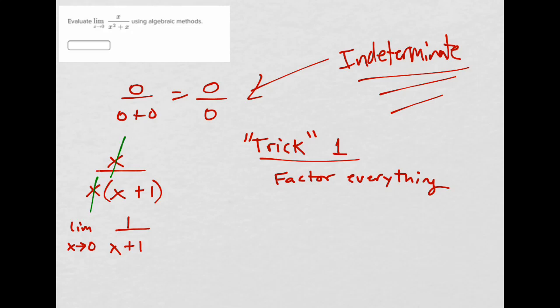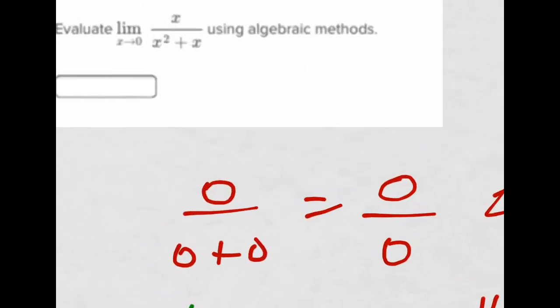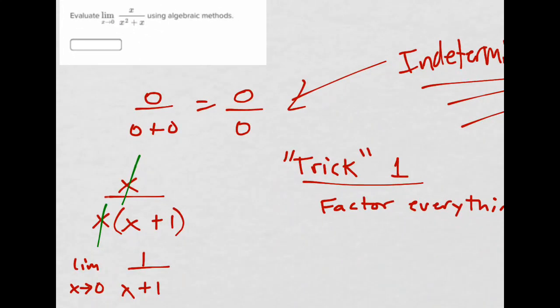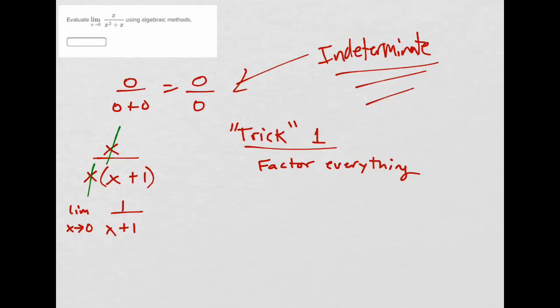This is actually a function that looks exactly like this, except for there's a hole in the function right at x equals -1. No, x equals 0. There's a hole at x equals 0. Anyway, so now what if we plug in 0? Now what happens? We get 1 over 1. So the limit of this function is actually 1. So that's the first trick. Factor everything, see if something cancels. If that doesn't work, you gotta try something else, man.